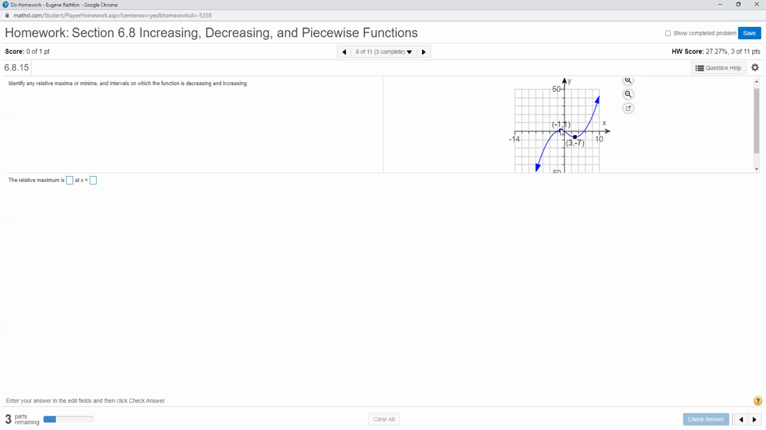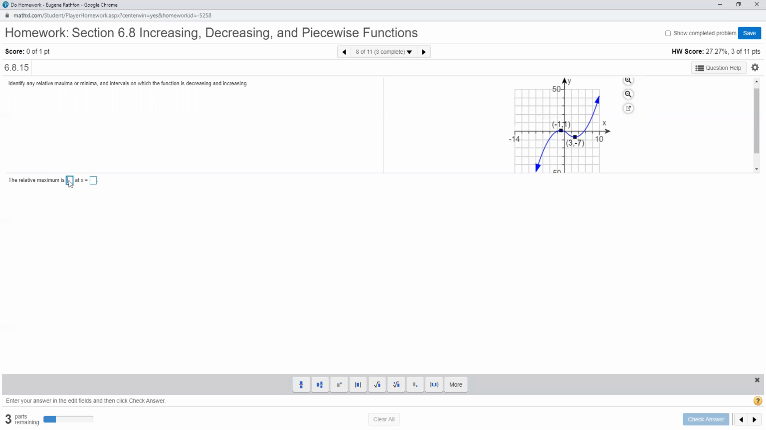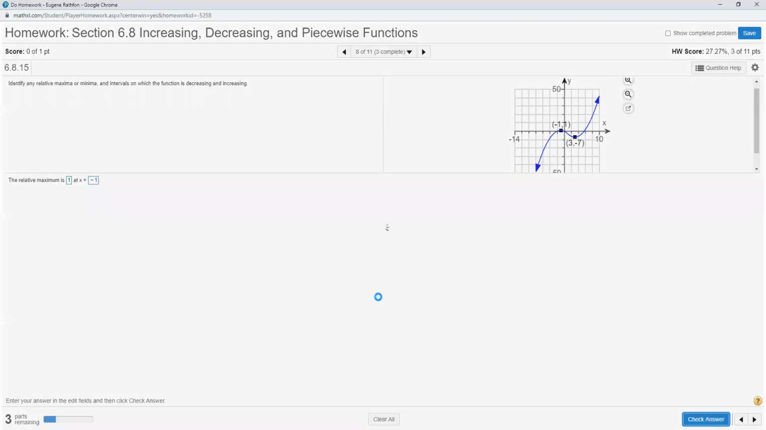So the first one has a point (-1, 1). So the relative max, remember, is the y value, which will be the 1. And that max happened at the x value of -1. Okay, so you got to list the max and then what point it happened at on the x's. Once you check that, we're going to come in here and do a minimum on these.